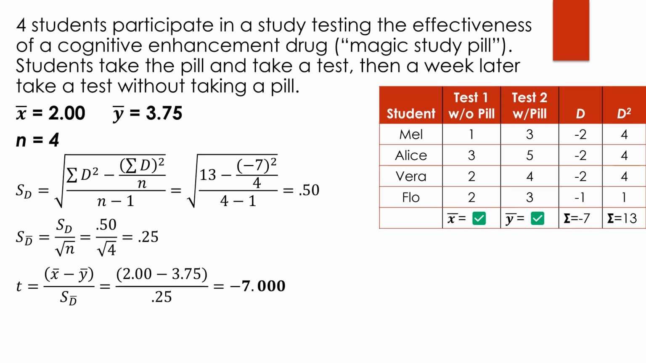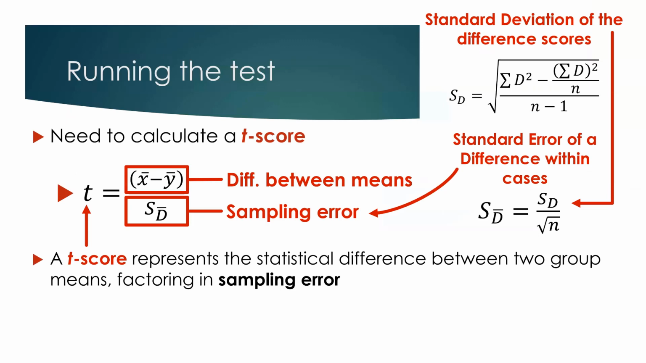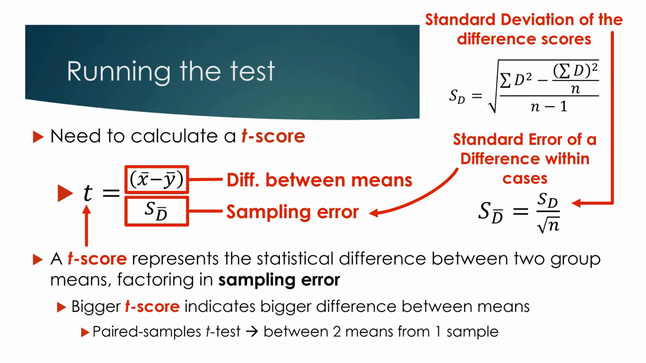Now, what you should have gotten is negative 7.000, or just negative 7, right? And the reason it's negative is because the sample Y, or Y bar, is greater than X bar. So when you take the difference, you're going to get a negative number. So we got negative 7.000 as our t-score. Now remember that a bigger t-score indicates a bigger difference between the means. So with a paired samples t-test, the bigger the t-score, the bigger the difference between the two means from the one sample is. And so in the next video, we will talk about the paired samples t-test in regards to hypothesis testing.